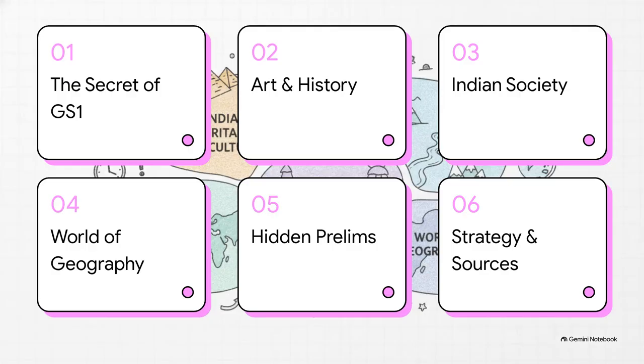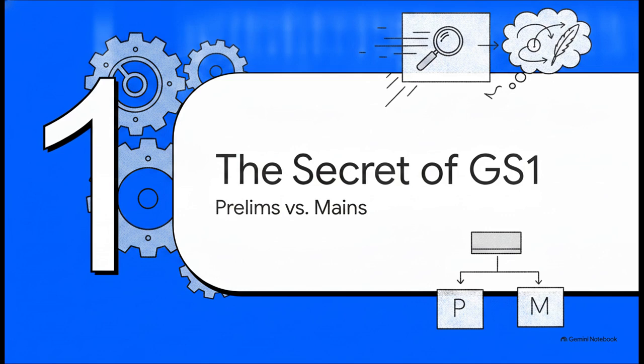So here is our roadmap for today. First up, the secret of GS1. Then we'll dive into the massive pillars of art and history, Indian society, and the world of geography. After that, we'll uncover some hidden prelims topics. And finally, we'll wrap it all up with the right strategy and the absolute best sources to use. Let's jump into Section 1.